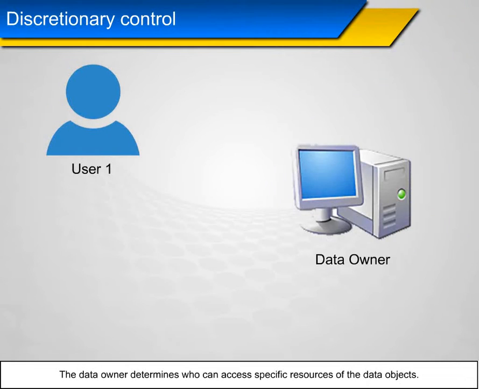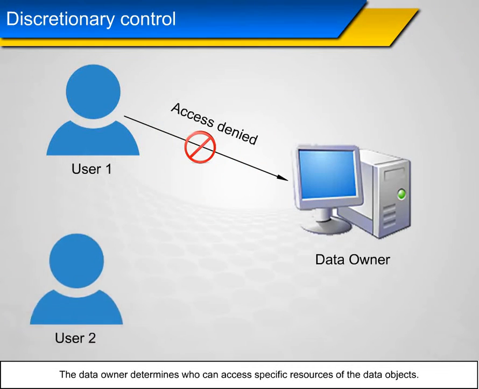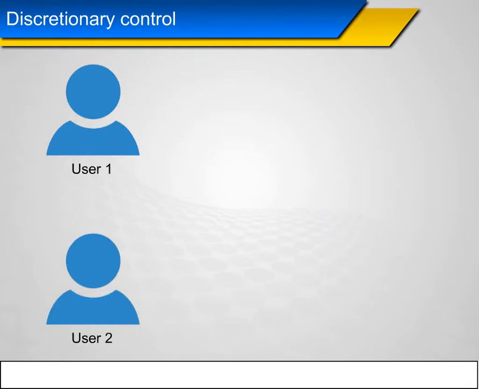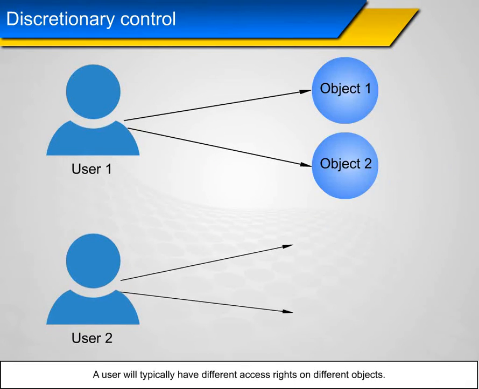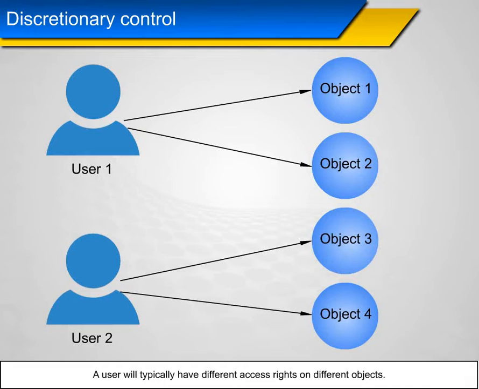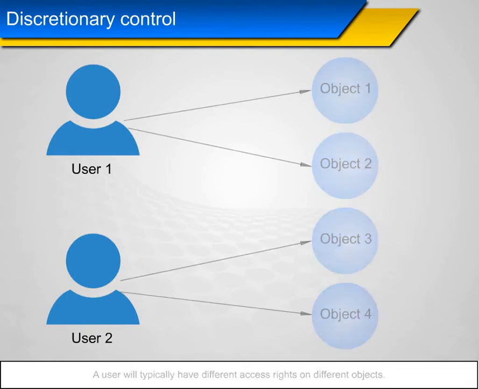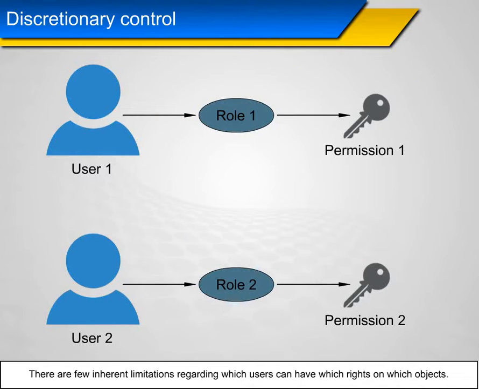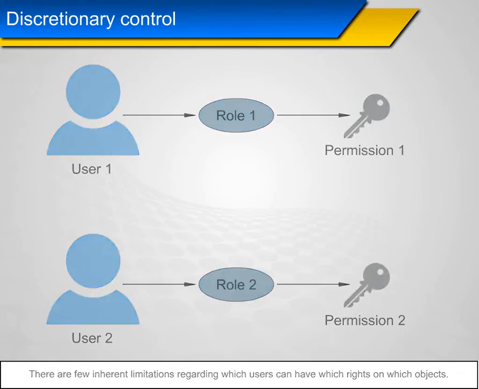Discretionary control. The data owner determines who can access specific resources of the data objects. The user will typically have different access rights on different objects. There are few inherent limitations regarding which user can have which rights on which objects.